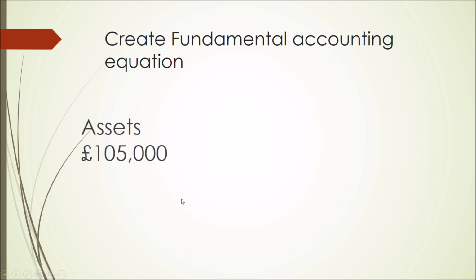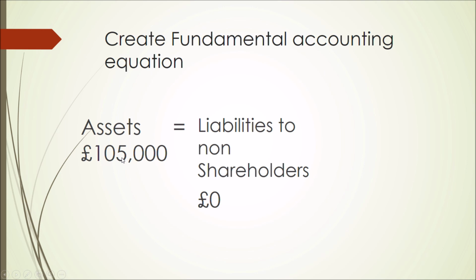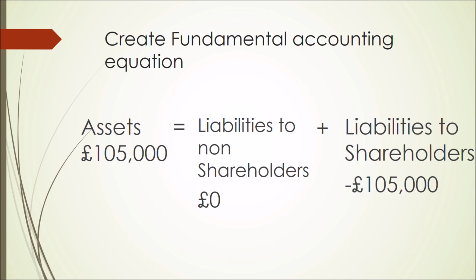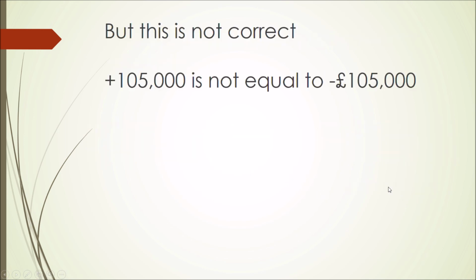Okay, so if we recreate the fundamental accounting equation, we've got plus £105,000 is equal to 0 plus minus £105,000. Right, so what we're seeing here is, hang on a second, this isn't correct, is it? Plus £105,000 is not equal to minus £105,000. Okay, there we go. Now, why is this then correct?